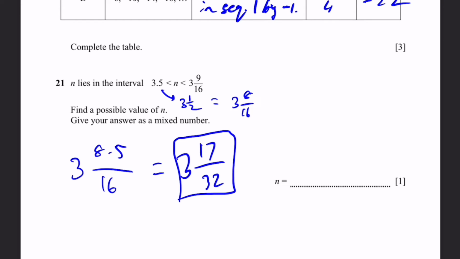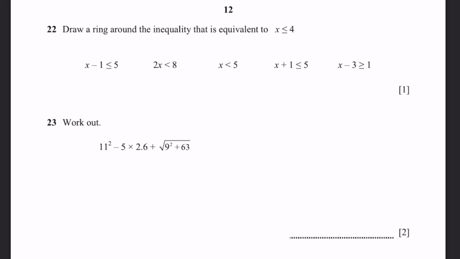And that would be our answer. That's the value of n. Question 22. Draw around the inequality that's equivalent to x less than or equal to 4. So this one, x minus 1 less than or equal to 5, that means x less than or equal to 6. That's wrong. 2x less than 8, that means x is less than 4.